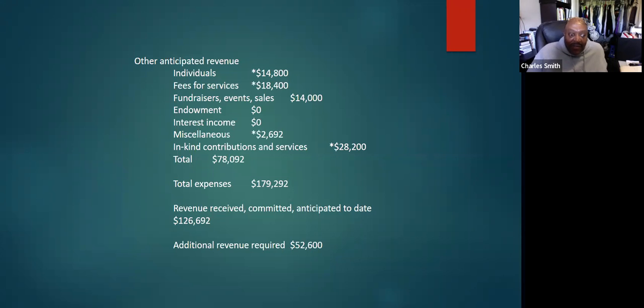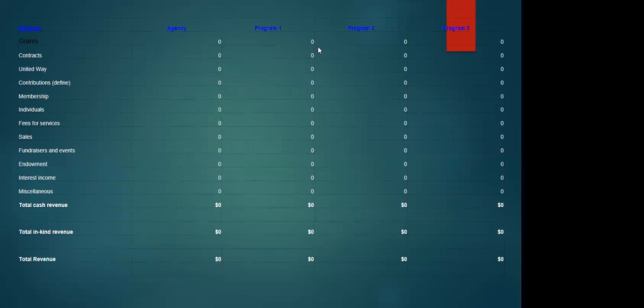Okay, gotcha. Continue. Now, this right here is just talking about the budget itself. When you start to put down revenue, expenses, and these different items, they can be contracts, United Way, membership. There's a whole list of different ways they plan to bring in money.